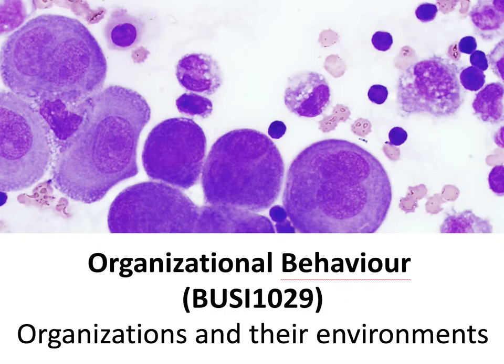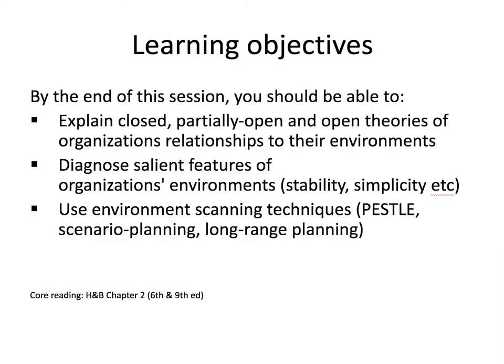The objectives for this session are that by the end of it you should be able to outline and explain some of the main theories that have been developed to try to explain how organisations relate to their environments. So we're going to look at closed, partially open and open systems theories. You should also be able to identify important features of an organisation's environment and explain how those features of the environment can affect particular organisations.